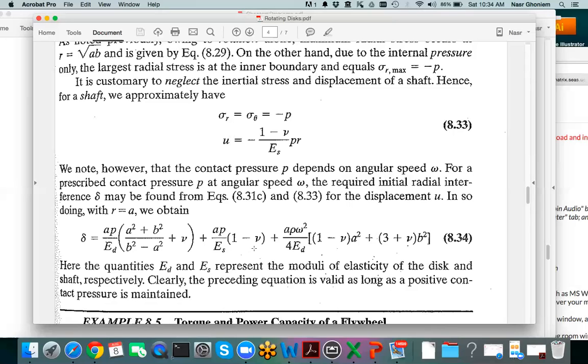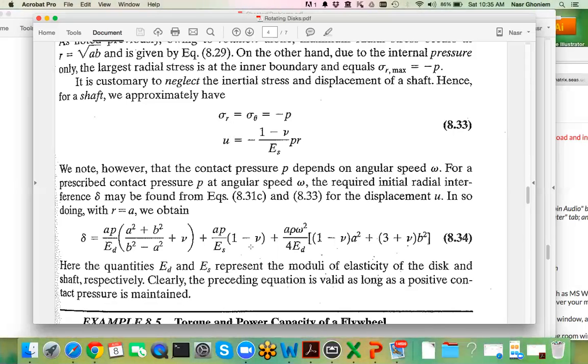We can also use it for a design purpose. Suppose that I don't want to go to an interfacial pressure of 0. I want to go down to only 20 MPa or 10 MPa. It's a given value that I must use. So I can use the same equation. I put P in it, and then I compute the maximum allowable omega for that assembly to work.